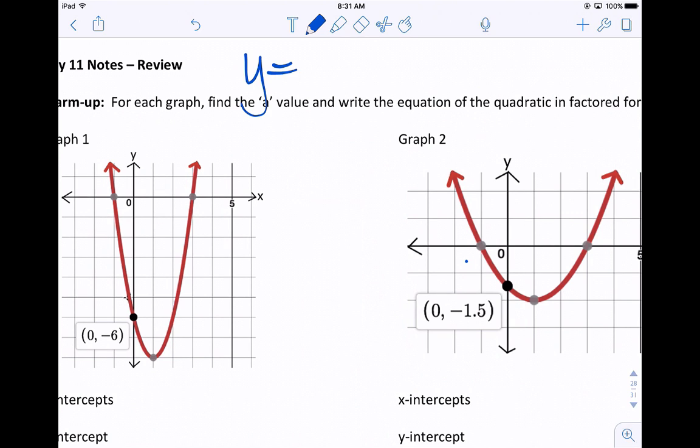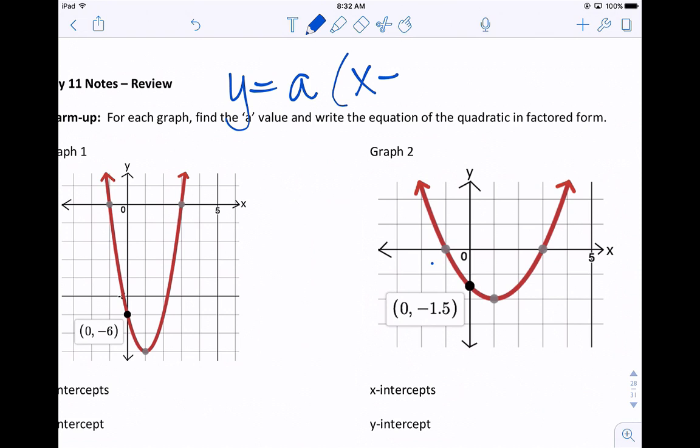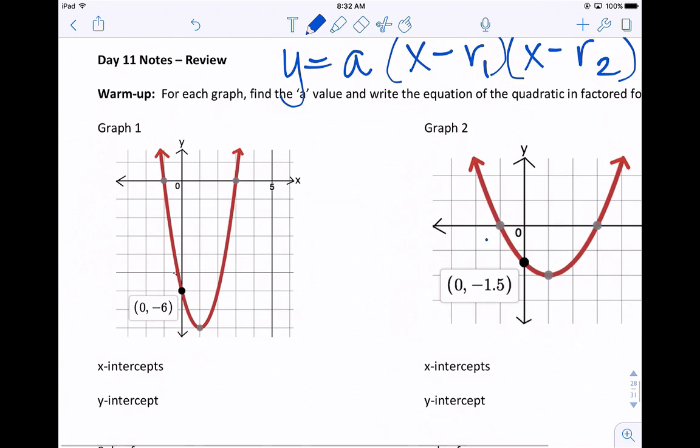Y equals, sometimes there's an a value besides 1, so we just solve for that, and then it's x minus your zeros. So you might have something that looks like this, where r's are your zeros. So let's look at how we do that given a graph. How do we write the equation?